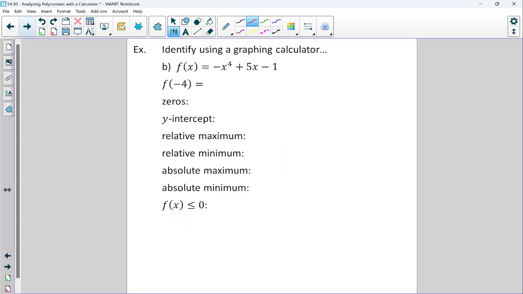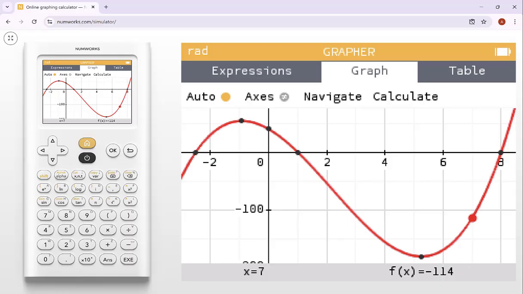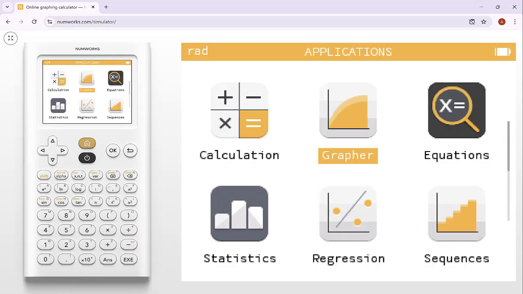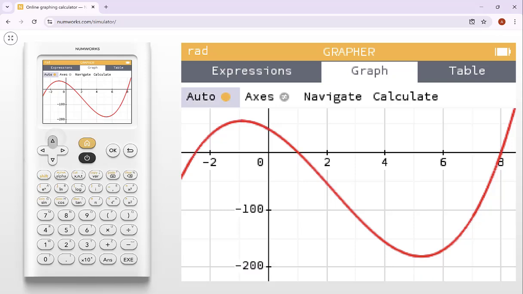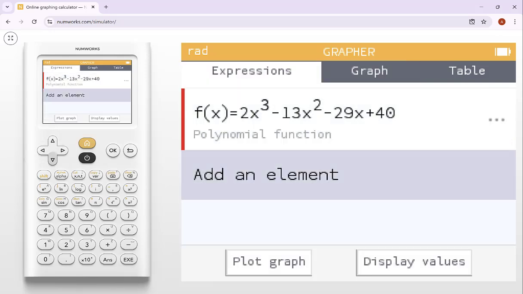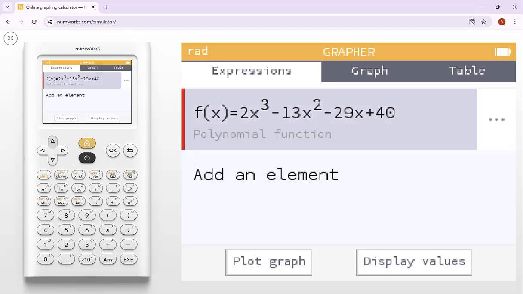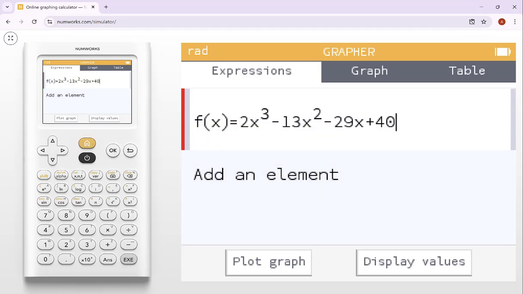All right, here's another one. Why don't you try this one? Pause here, play when you're ready. All right, let's go ahead and clear this out. Let's go up to expressions. We can graph multiple expressions at the same time if you want, but no need to. Let's go ahead and just edit this one.